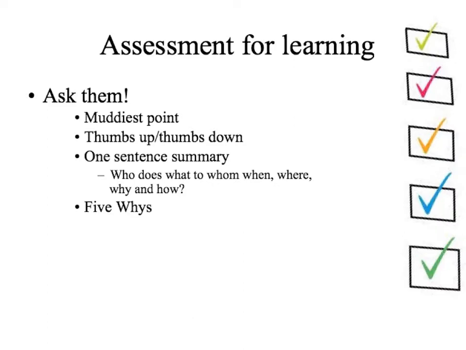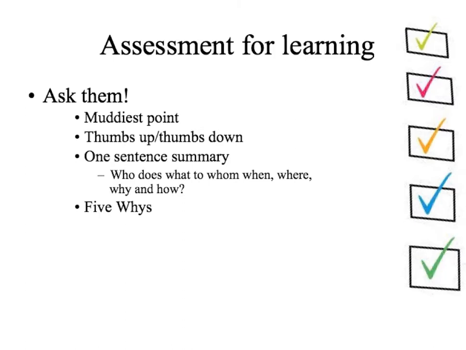Here's another collection of assessment for learning strategies. You can go directly to the source and ask the students what they know. For example, get them to identify the muddiest point. What is the thing that they are most unclear about? You could also use a thumbs up, thumbs down as a quick way of checking in as to who is understanding and who isn't. Ask your students to write a one-sentence summary at the end of a lesson and hand it in to you so you can then assess who's on track and who's not. You could also try the 5 whys strategy.